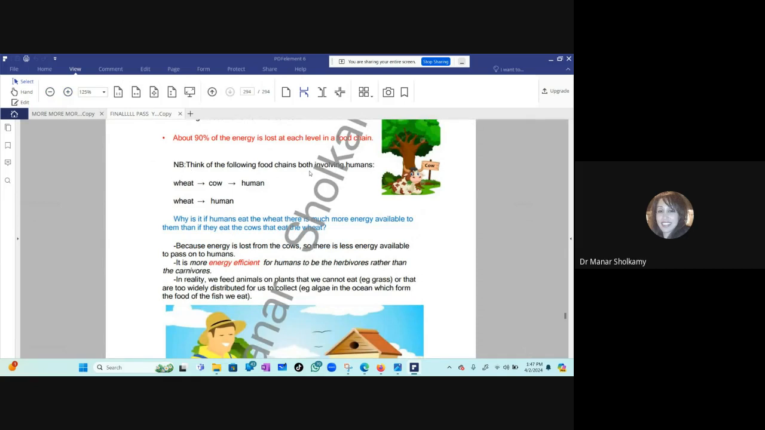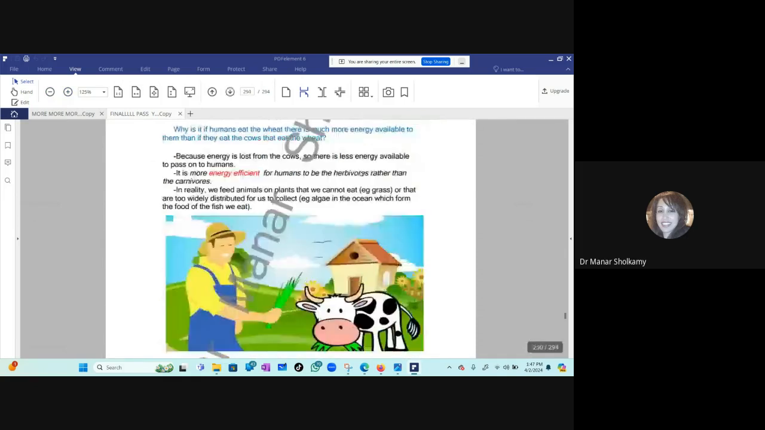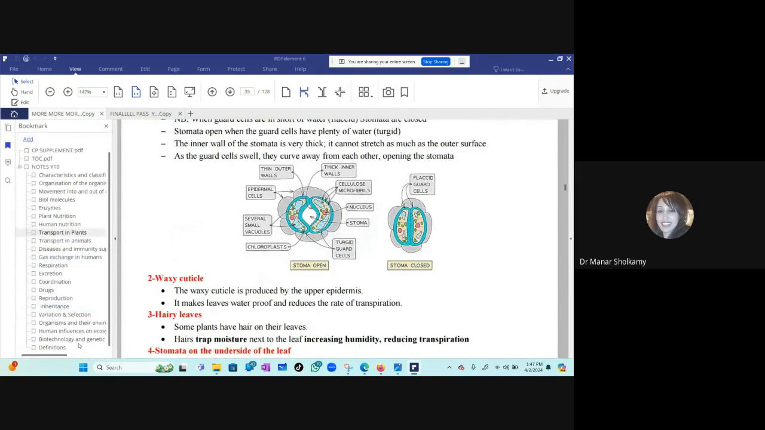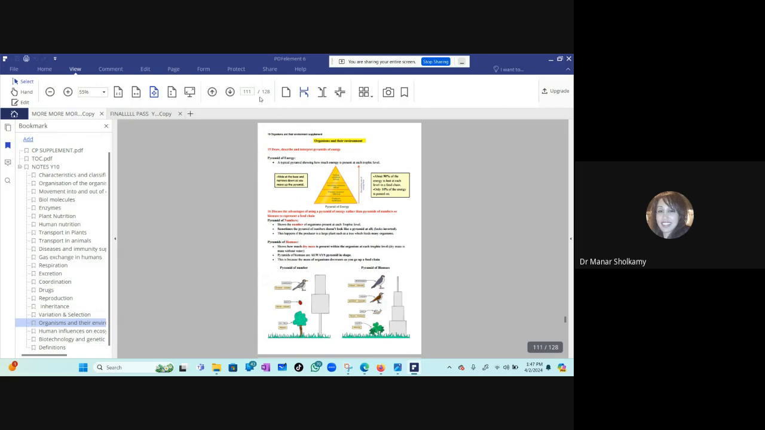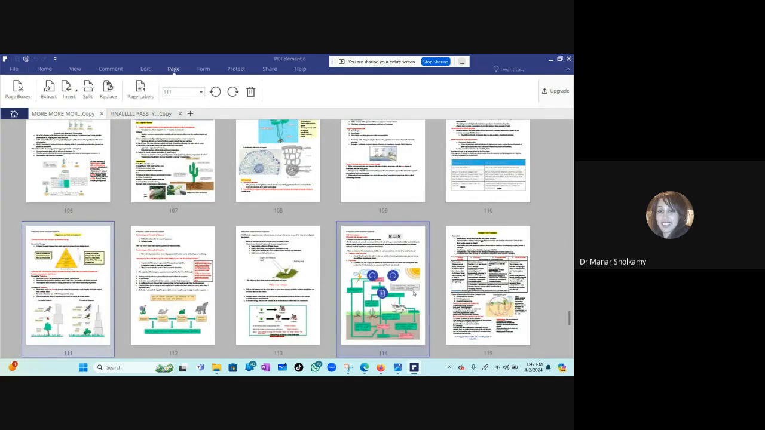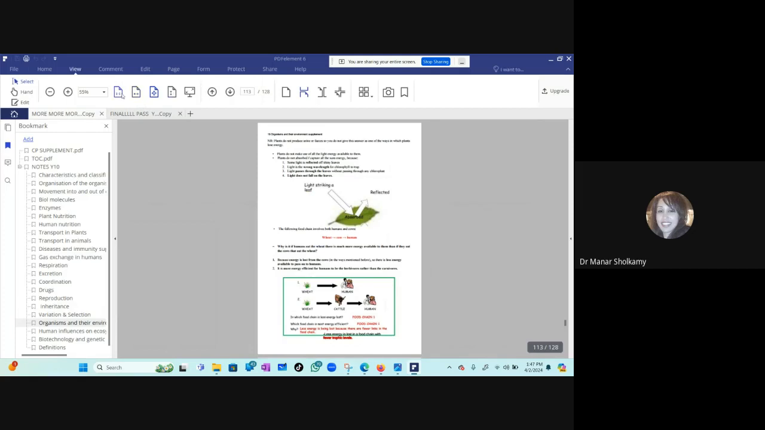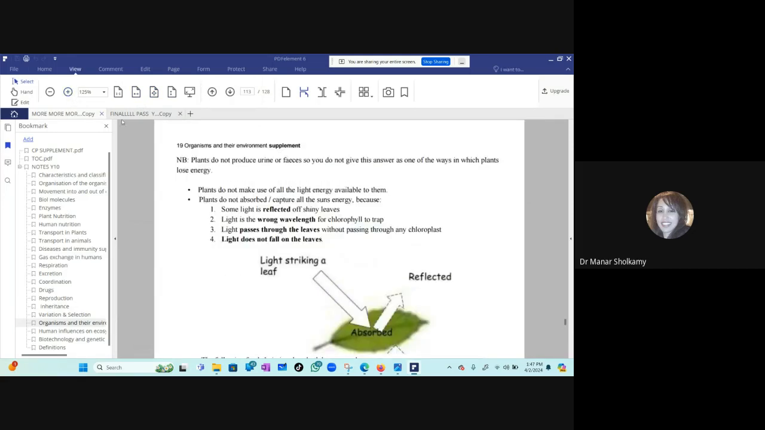Think of the following food chain involving the humans. And this is also in year 10 notes. The problem is there are so many details. You study all of them, but I know that you will forget. So this is what is bothering me.